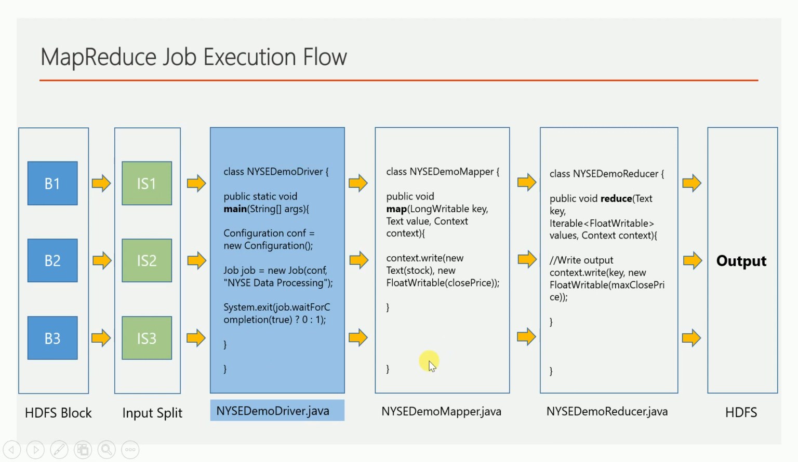Next, we have the mapper program, where you define the operation you are going to do. The third one is the reducer program, where once you get the output of the mapper, you do the aggregation and write the output to HDFS. So these are the three different programs. We will go through each program step by step and learn how it works.